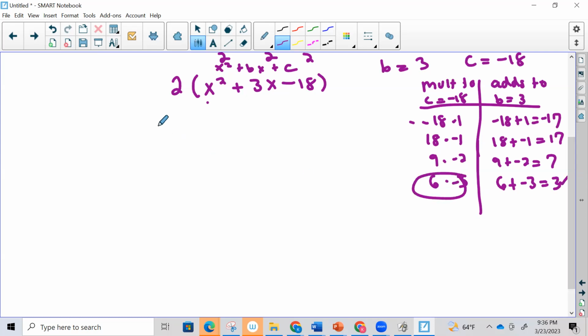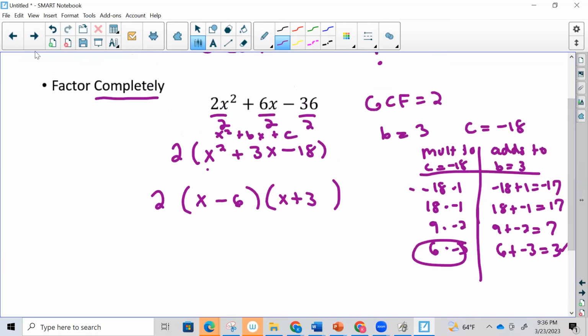Okay, so now what I do is I just leave that 2 there, and I factor this like I normally would. I put my 2 binomials, I put my x and x, and then I do -6 plus 3, and then that is factored. Okay, so the main thing is you always want to check for a GCF first.